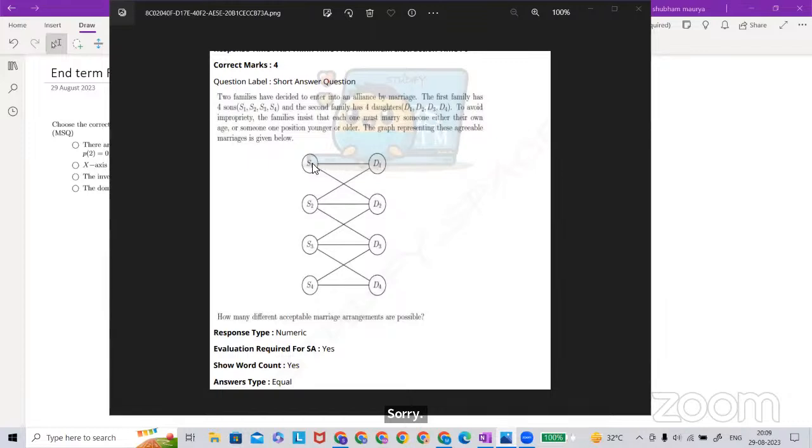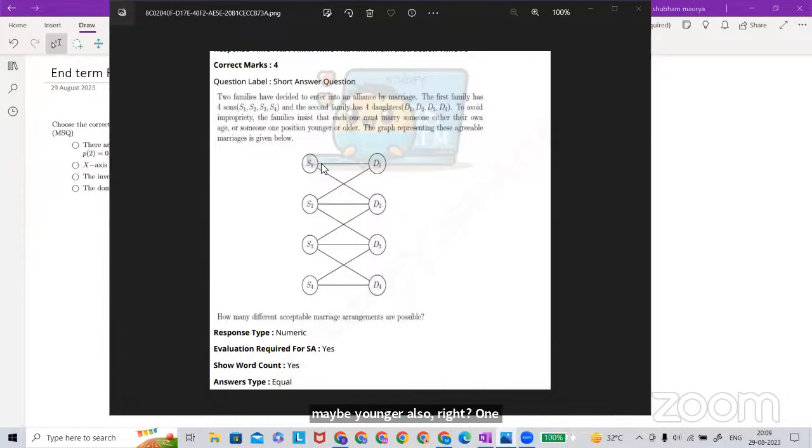So here, like S1 can marry D1. The marriage is given to avoid impropriety. The family insists that each one must marry someone either their own age or someone one position younger or older. So that means either she can marry the same age, or someone one position younger or older. So S1 can marry older or maybe younger also, right? Both are written here.